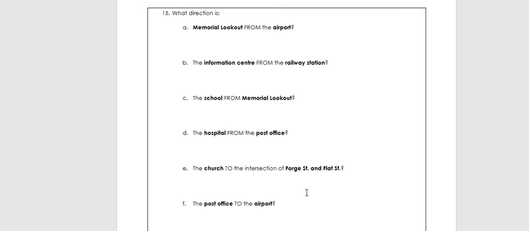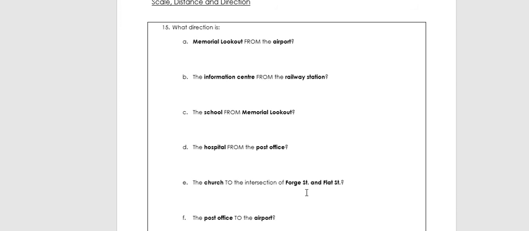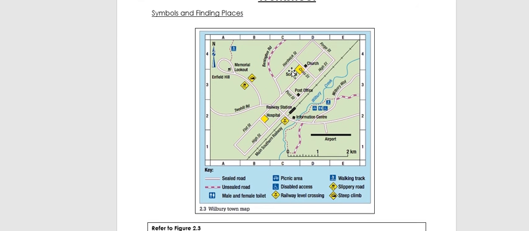Now, going to your worksheet, question 15 asks you, what direction is Memorial Lookout from the airport? So what we have to do is we have to find Memorial Lookout and the airport. Now the question is Memorial Lookout from the airport. Now that word from is very important because that means that you are starting at the airport and you're going from the airport to Memorial Lookout. Now using your 16-point compass rose, we know that that's north, that's east, that's south, that's west. So that direction there would be northwest.